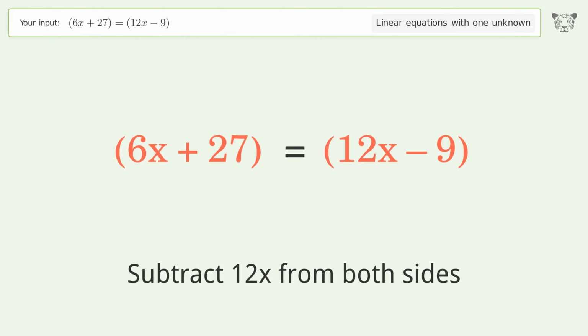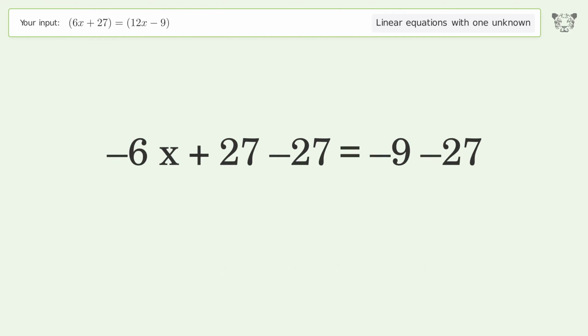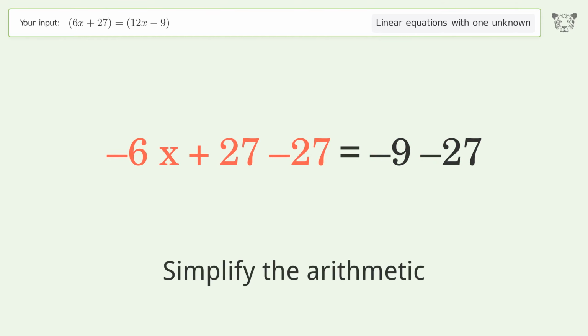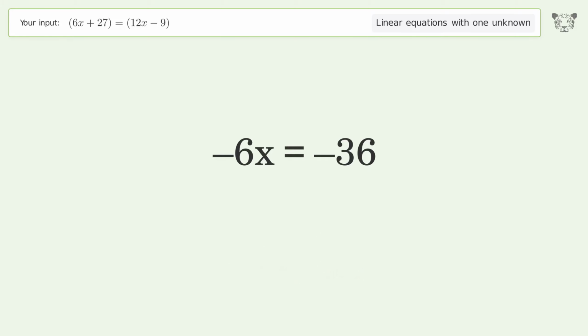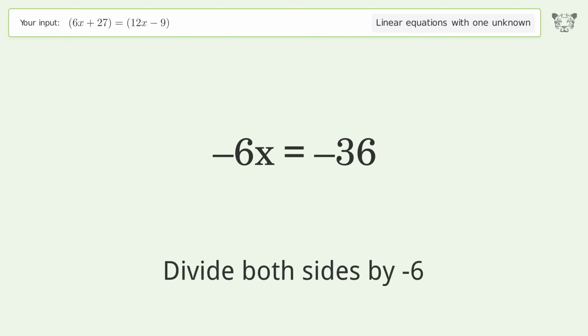Group all constants on the right side of the equation. Subtract 27 from both sides. Simplify the arithmetic. Isolate the x. Divide both sides by -6.